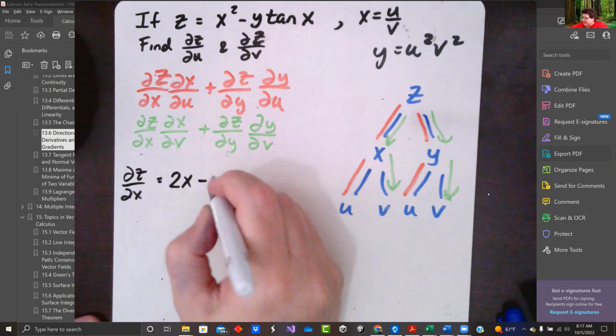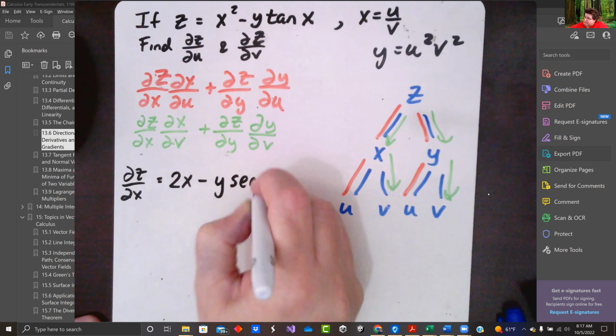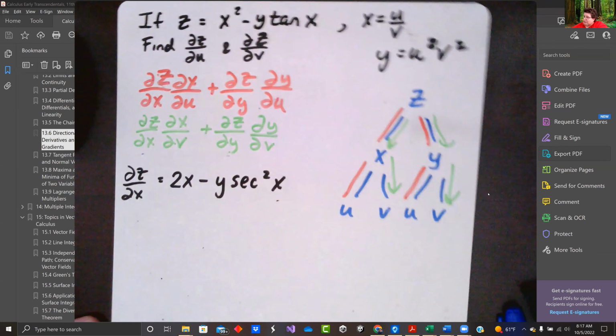The secant squared x is the derivative of tangent. Yeah. That sounds about right.